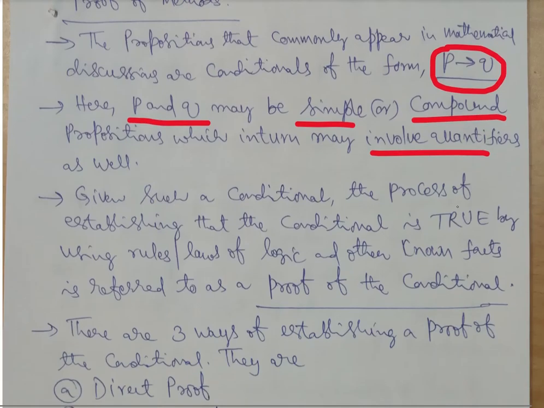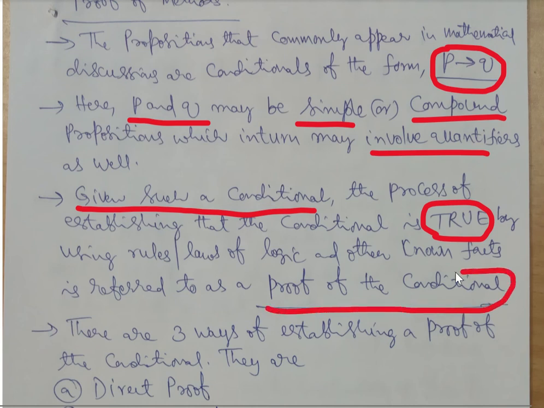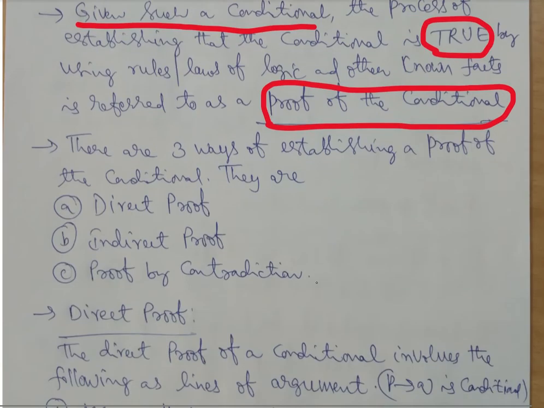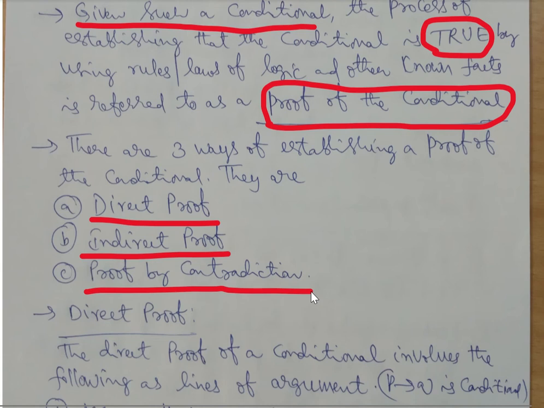Coming to the definition of a proof method: given a conditional of the form P implies Q, the process of establishing that the conditional is true by using certain rules of logic or some inferences is called a proof of the conditional. The proof of the conditional can be identified in several ways: direct proof, indirect proof, and proof by contradiction.